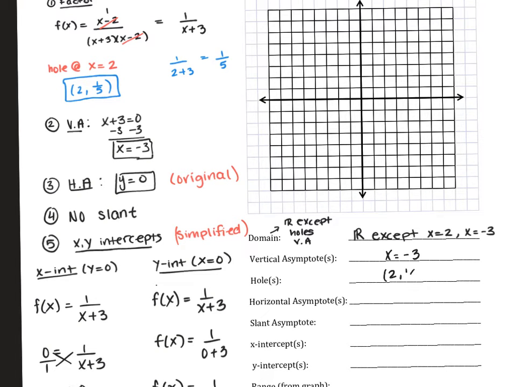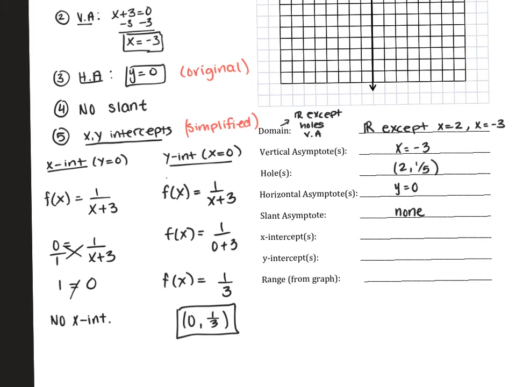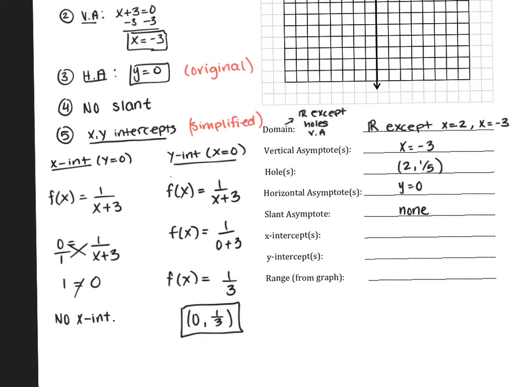That was (2, 1/5). We found our horizontal asymptote, which was the line y equals 0. And we know if there's a horizontal, then there is no slant, so we can put none. As we scroll down here, we can see that there are no x-intercepts. And our y-intercept we found was the point (0, 1/3). Now, to find the range of this graph, it's actually easier if we use our picture. So now it's time to graph with the information that we have.